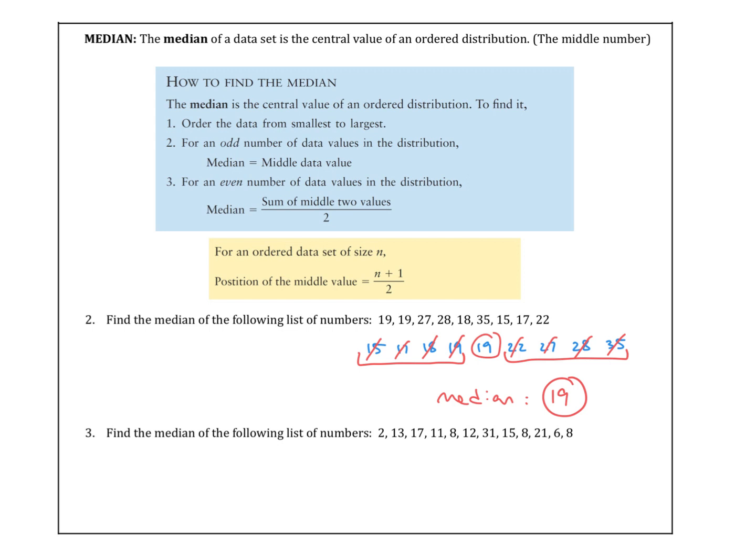Now, a fancy way to find the position of the median is using this formula right here. You take the number of data values, add 1, and divide by 2, and that will give you the position of the median. So in this set of data, we had 9 numbers. So if I do 9 plus 1 divided by 2, I get 10 divided by 2, which is 5. That means the 5th data value is the median.